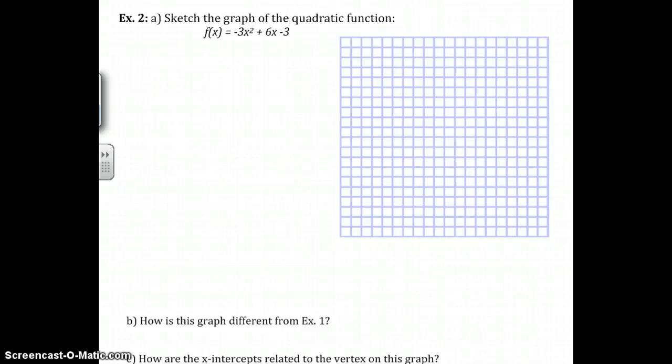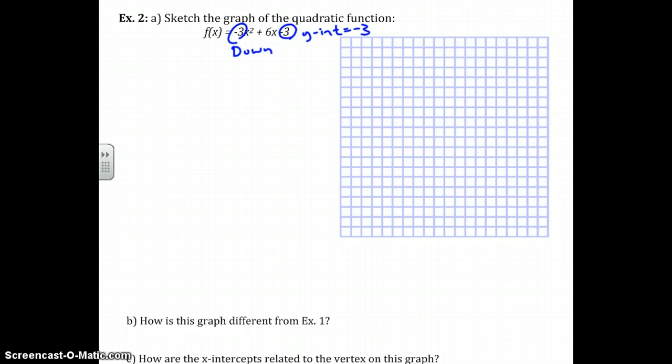Hi and welcome to Math Foundations 20, example 2 for section 7.4. We're still looking at factored form here. We want to sketch the graph of the quadratic function f of x equals negative 3x squared plus 6x minus 3. Right off the bat, we know it's going to open down and our y-intercept is negative 3. That's good stuff to note.